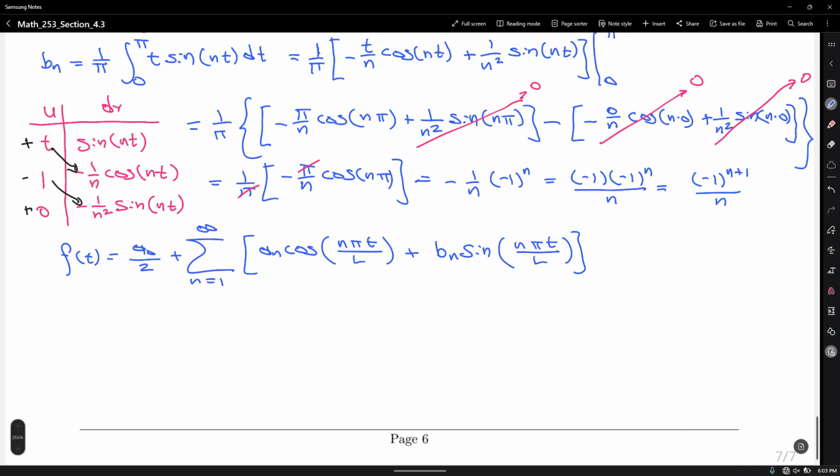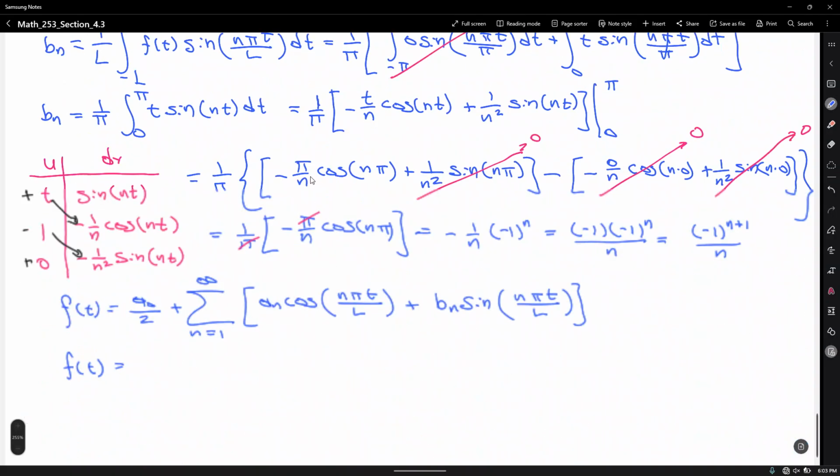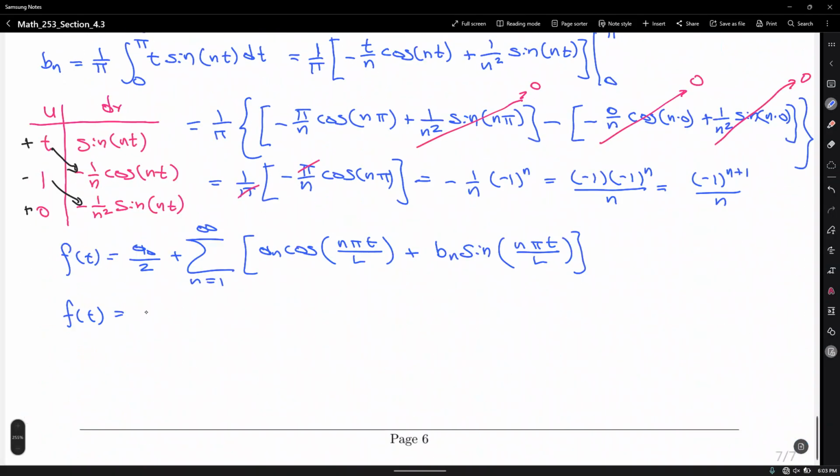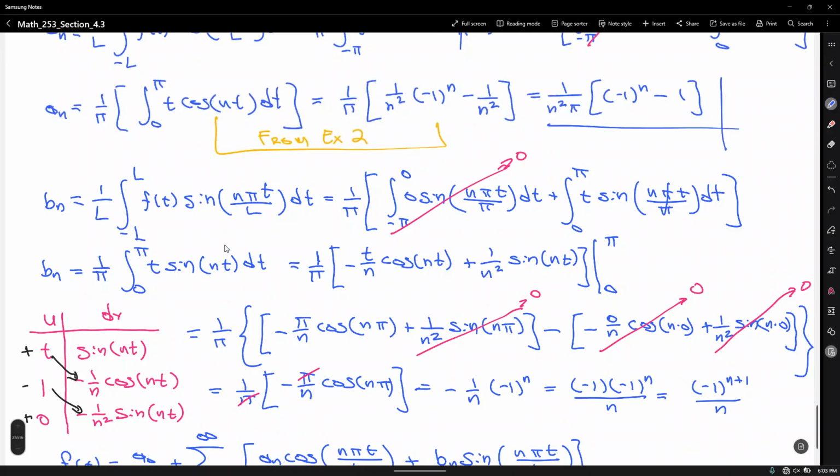We already have a sub 0, a sub n, and b sub n. Let's just substitute and call it a day for the series. So f of t equals, what was a sub 0? It was pi over 2, right? But what is pi over 2 divided by 2? Isn't that equal to pi over 4? Plus sigma n equals 1 to infinity. What was a sub n again? This big madness here: 1 over n squared pi times negative 1 to the n minus 1.